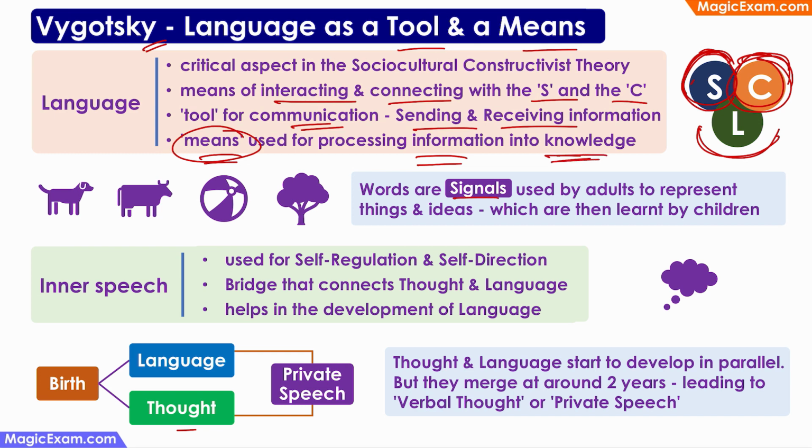Next, he says that words are signals that are used by adults. And these signals represent some things and ideas. And these words are then learned by children when the children are interacting with these adults. So that is how children learn words and children learn language.